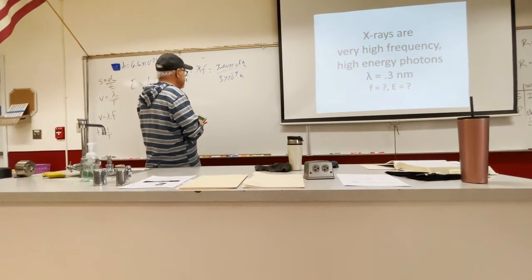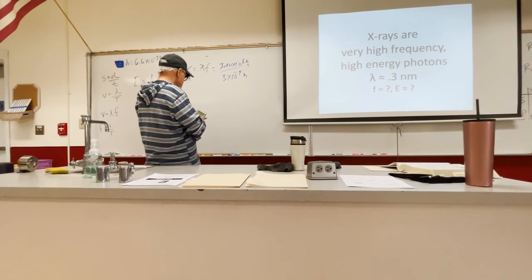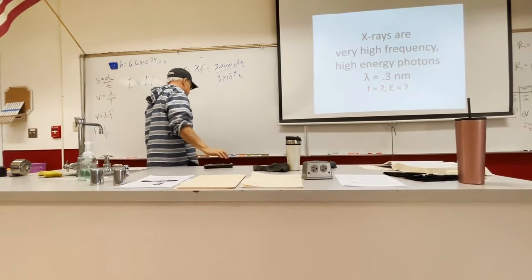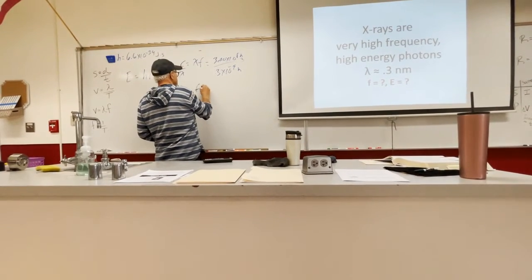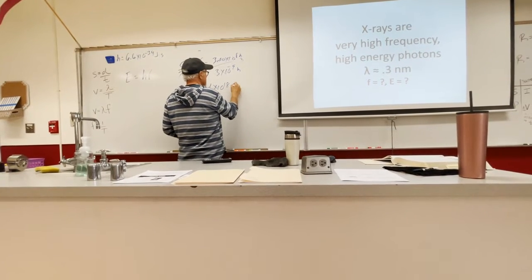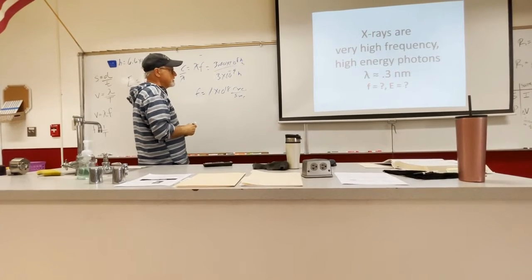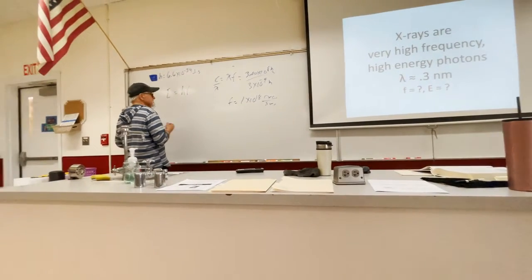3 times 10 to the 8 divided by 0.3 times 10 to the negative 9. And I got 1 times 10 to the 18. So that is the frequency: 1 times 10 to the 18 cycles per second. And we just multiply that by Planck's constant to get the energy? That's right. Good job.